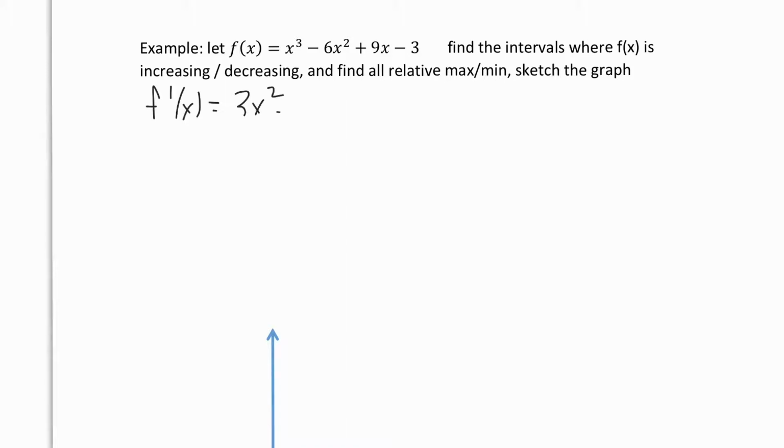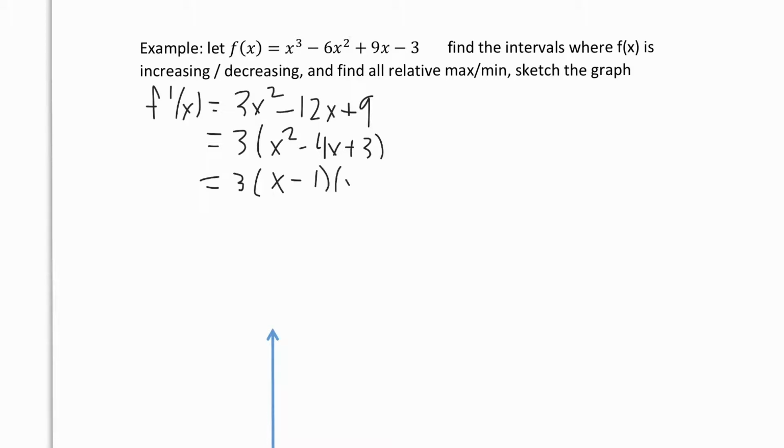3x squared minus 12x plus 9. Looks like we could factor a 3 out of there. So 3 will come out as x squared minus 4x plus 3. And then we can factor as x minus 1, x minus 3. So we draw a little sign diagram over here. We've got a 0 at 1 and at 3. Pick a number bigger than 3, say 10, positive, so it'll be positive, negative, positive. So the graph is increasing, decreasing, increasing.